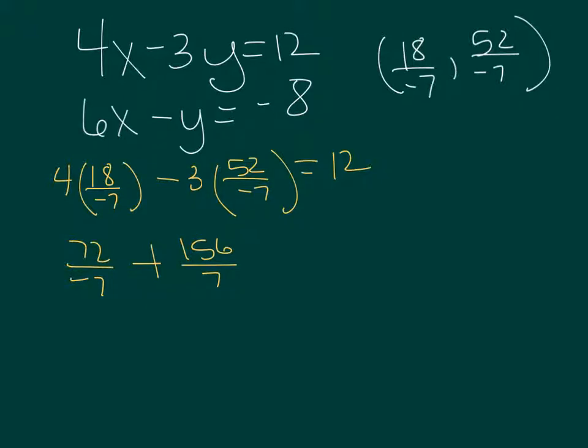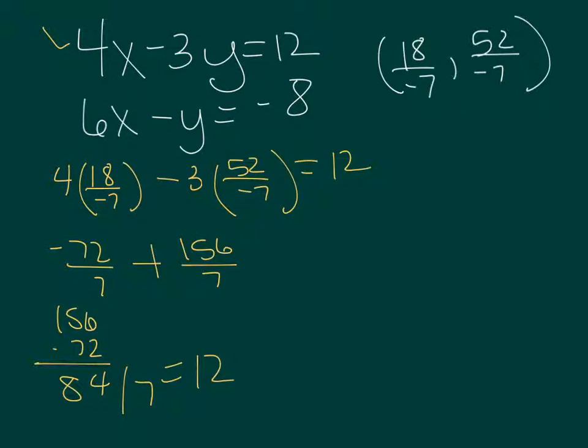Alright, so it kind of looks like I have, let's see, this would be a negative right here. So I have 156 minus 72. So that looks like that is 84. So 84 over 7, is that 12? Yes, that one checks. Okay, so we know the top one checks.